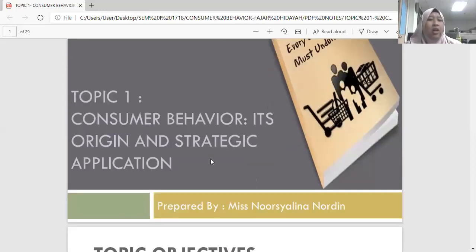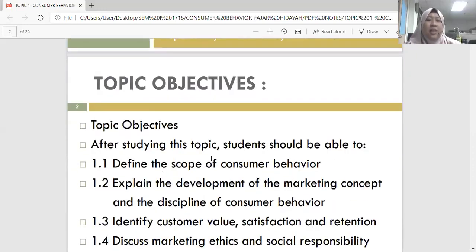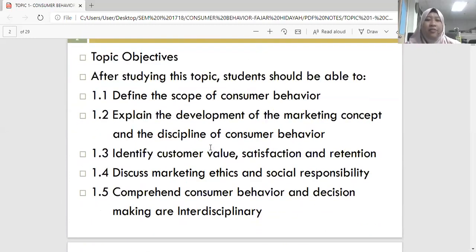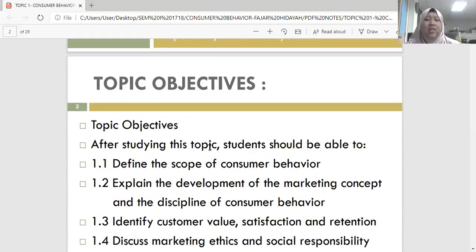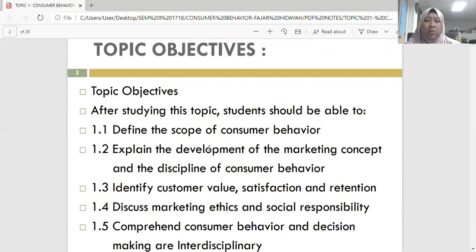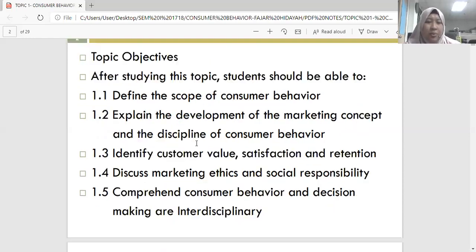As you can see from the slide I'm sharing, there are five topic objectives. After studying this topic, the student should be able to define the scope of consumer behavior; explain the development of the marketing concept and the discipline of consumer behavior; identify customer value, satisfaction, and retention; discuss marketing ethics and social responsibility; and comprehend that consumer behavior and decision making are interdisciplinary.